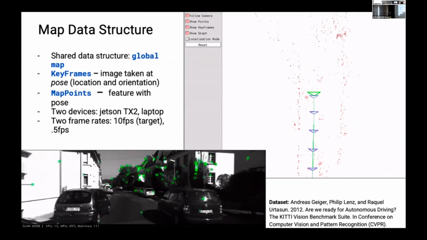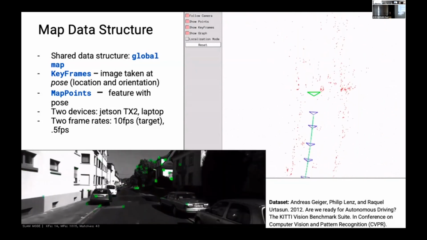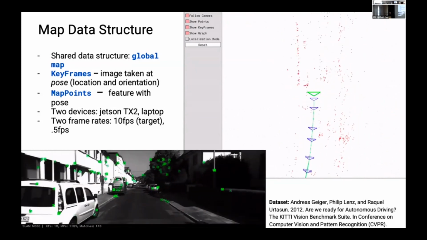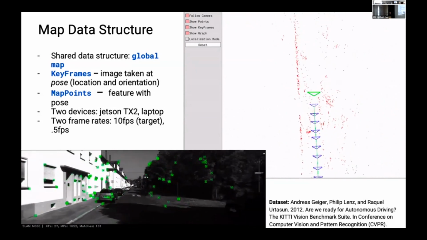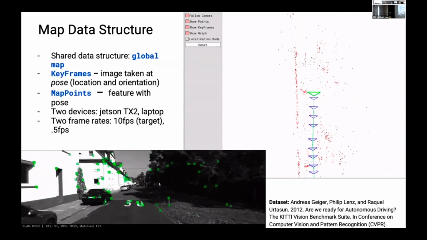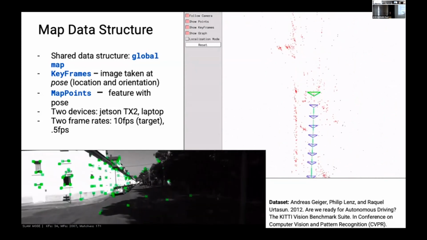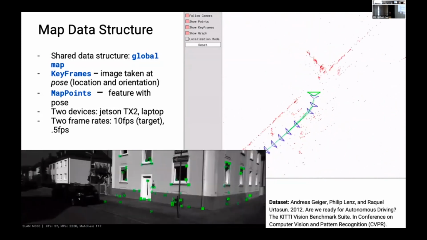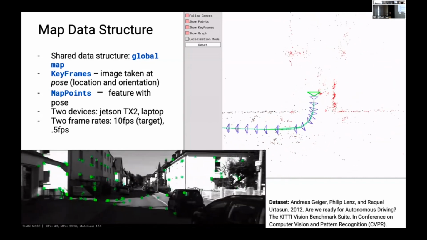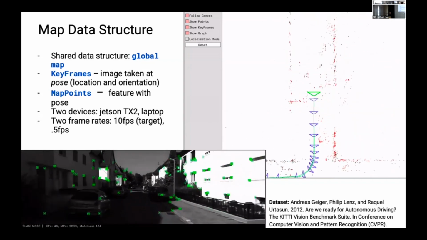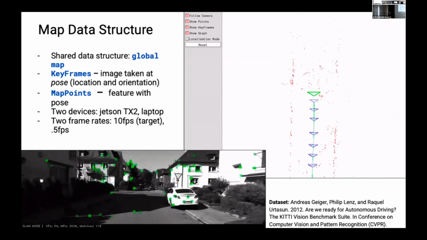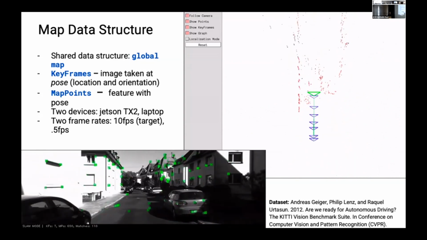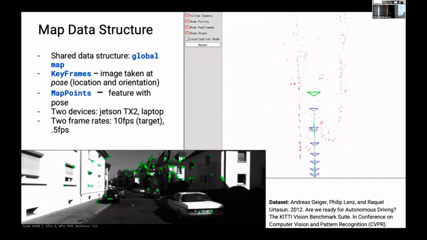And then the second core component is a map point, which is a feature seen inside of a keyframe. And this feature likewise also has a pose. So on the bottom, those features are the green squares, and on the right-hand side, they're incorporated into the map as map points, those red dots. And all of the modules inside of the SLAM system are accessing this global data structure and optimizing this global data structure.